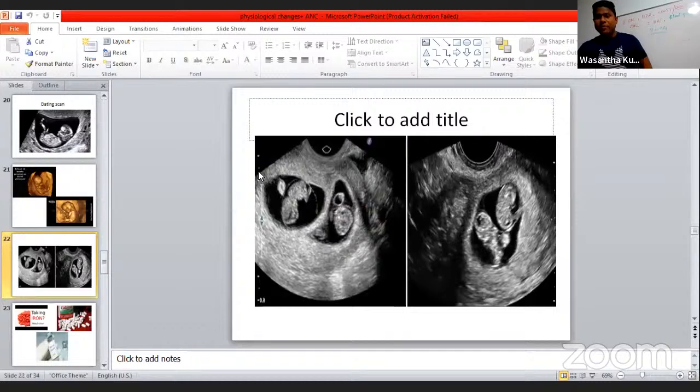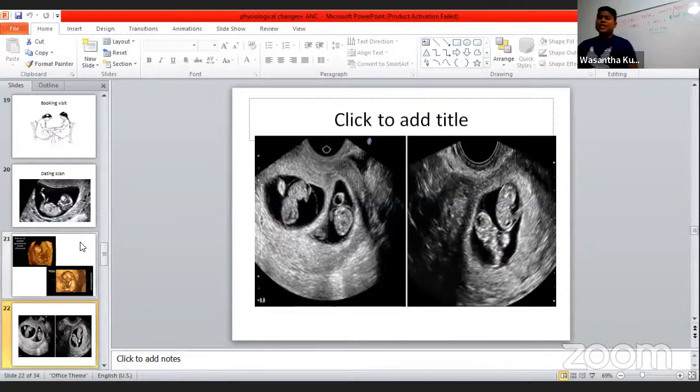These are twin pregnancies. The picture on your left-hand side is dichorionic. This is the lambda sign. The picture on the right-hand side has a thin septum. This is monochorionic, the T sign. This is the T sign, and this is the lambda sign. So chorionicity is best determined at the time of the dating scan. Dating scan is very important.